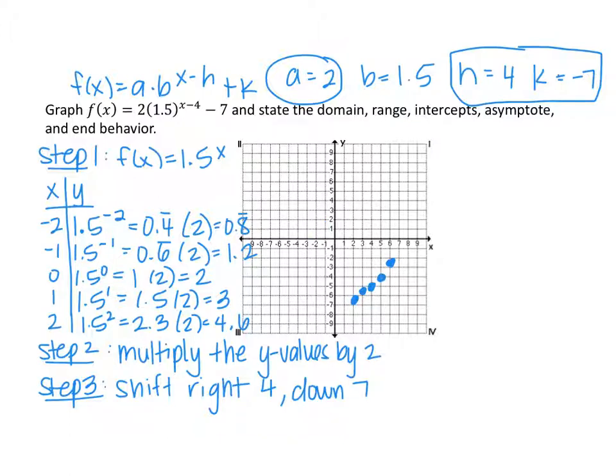And then since I shifted down 7, and now I originally had an asymptote on the x-axis, and now it's down here at negative 7. And then I'm going to connect the points. It's going to go up. It's a little hard on the iPad to get them just right, but it looks something like that.